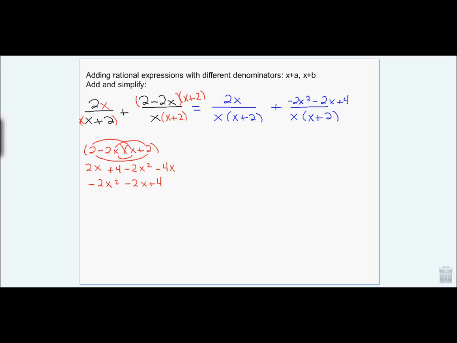Okay, now I can add my two fractions together because they have a common denominator.